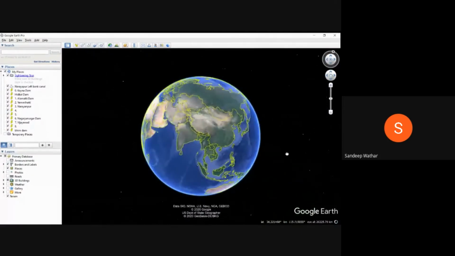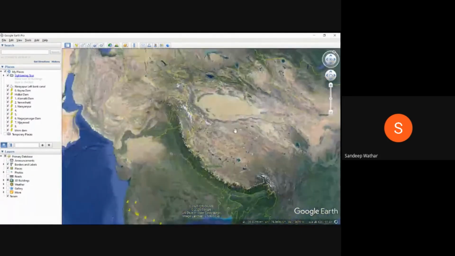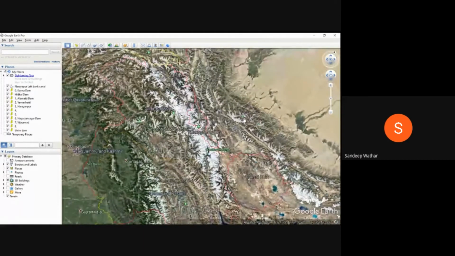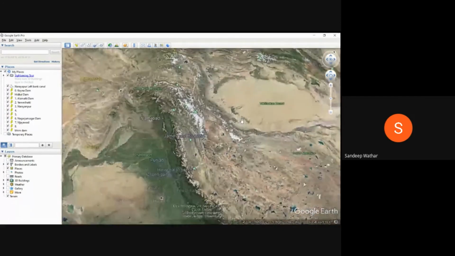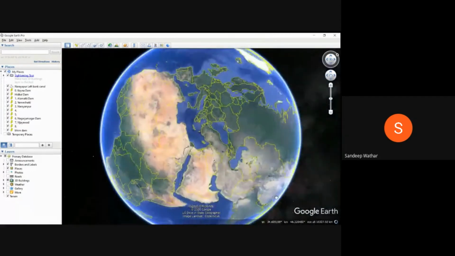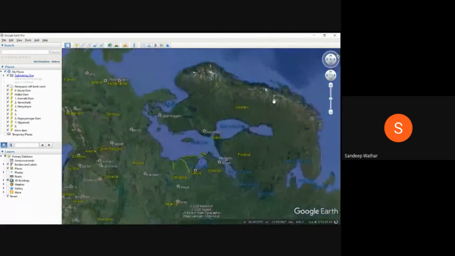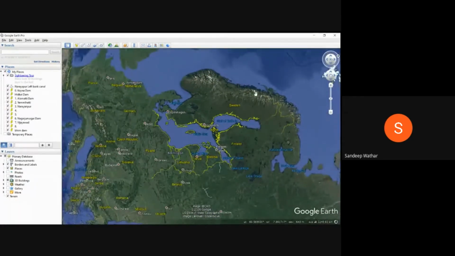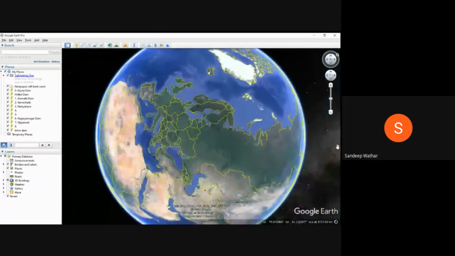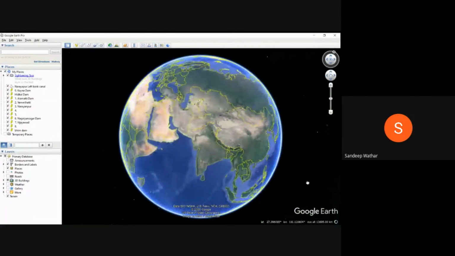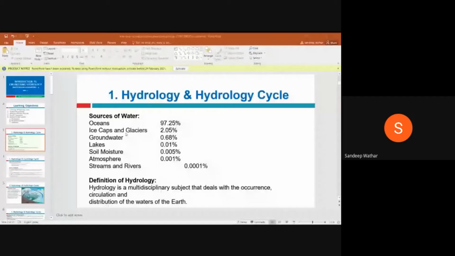Other than that, there is a lot of ice. For example, your Himalayas are in this region. There is a lot of fresh water, but it exists in the form of ice itself. Then there are Western countries also. For example, in Europe, Sweden and all these countries are filled with ice itself. And then we have Iceland, this part. So there are many regions where it is available in ice caps and glaciers itself.